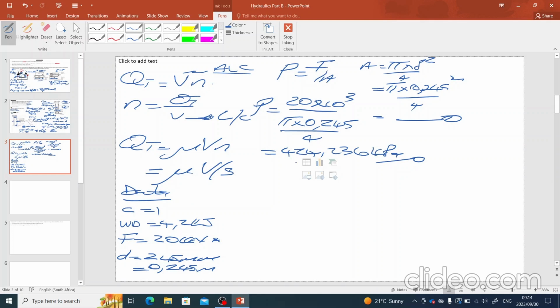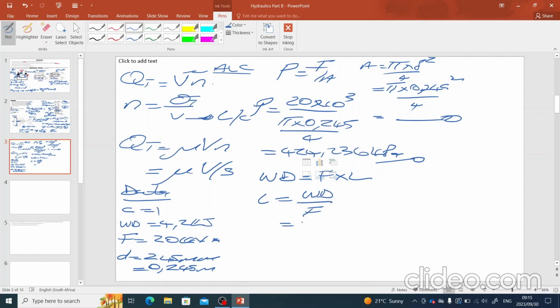Since they said calculate the water pressure during the working stroke, then question number 2: they want us to calculate the stroke length of the pump. In calculating the stroke length, we are given the work done. Work done is force multiplied by stroke length, the distance. We have the force and the work done. Now, stroke length would be work done divided by force.